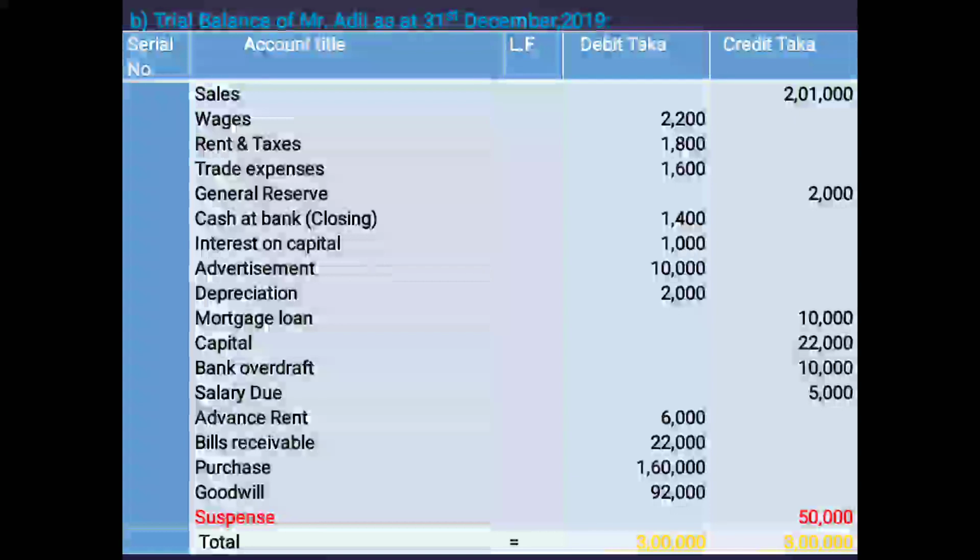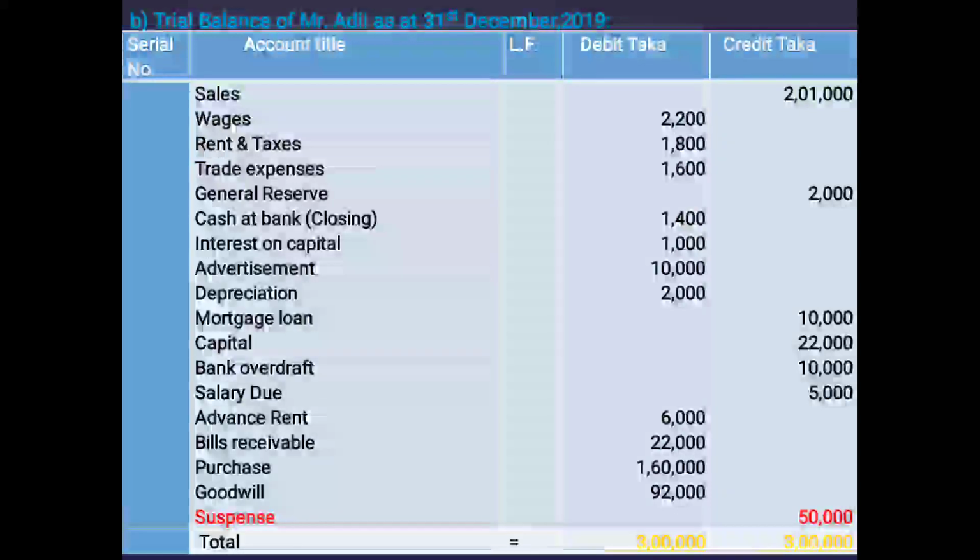Capital is the big amount of equity. By capital investing, equity increases, so capital always shows a credit balance. So capital is credited for taka 22,000 in this trial balance.